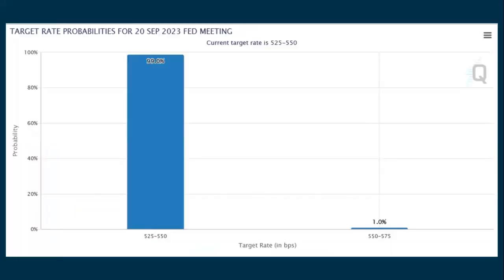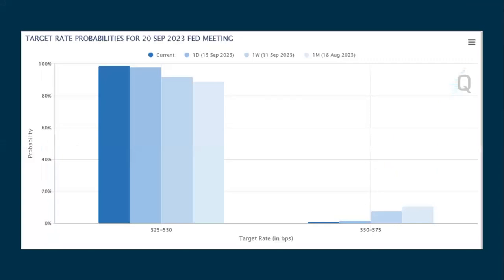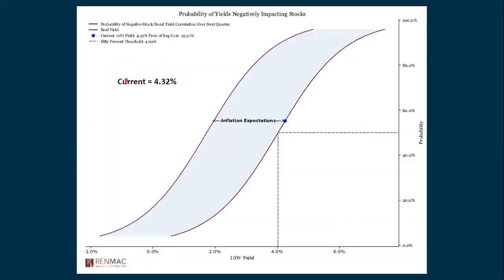And then here's where we're at with the Fed probabilities. There's a 99% chance that they're going to leave rates unchanged. And here is how it's changed over the last month or so. The dark blue area, that's where we're at right now. And you can see how it's gradually gone up to where we're at as the market gets more and more convinced that's what will happen.